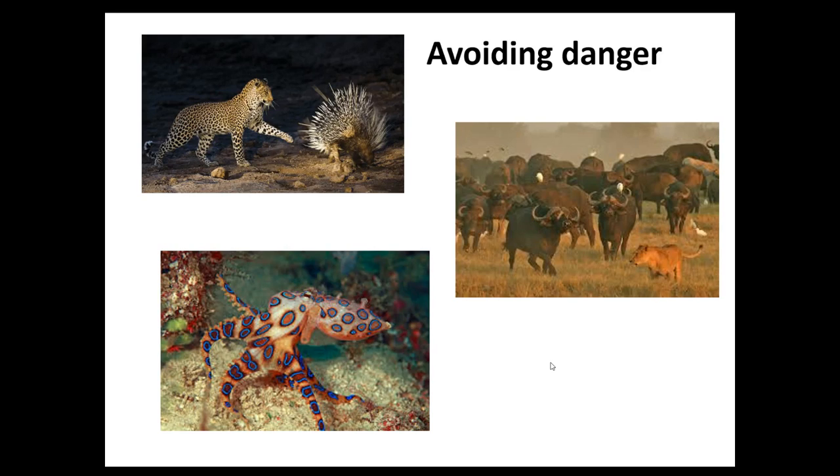Some animals will work together when they live in a group or a pack to protect themselves from danger. For example, a herd of animals will all run together and circle around a more vulnerable animal, like a young one or an older one, to protect that animal from the predator. So that's another way they can avoid danger.